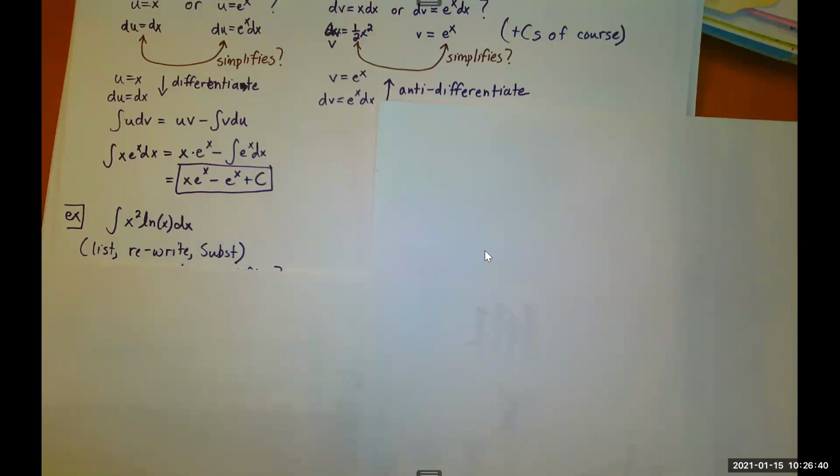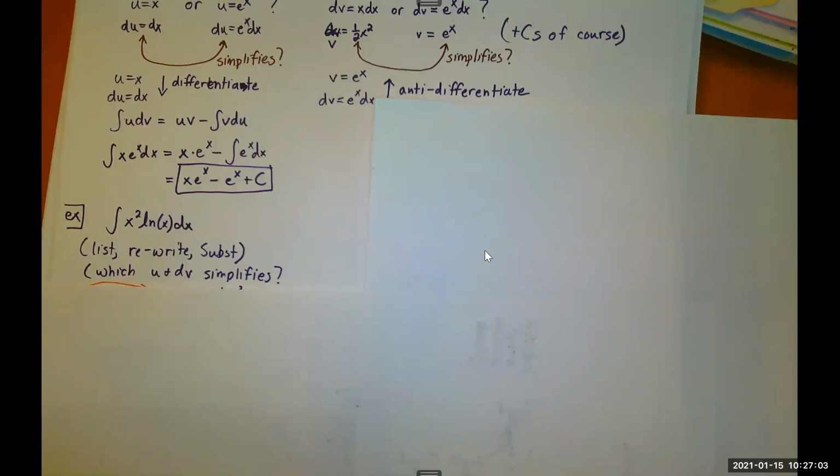Let's try parts. And when you're trying parts, again, you choose one of those parts, either x squared or the natural log of x, to be u, and the other one is going to be dv. So dv is either x squared dx or the natural log of x dx. So you think to yourself, when I choose u, I take the derivative. When I choose dv, I take the antiderivative.